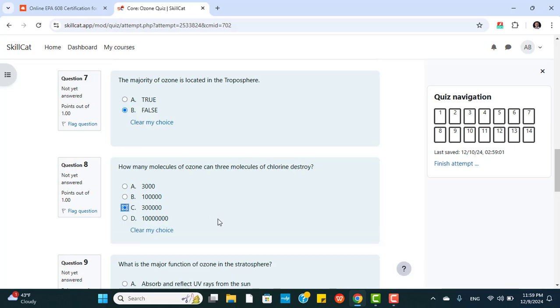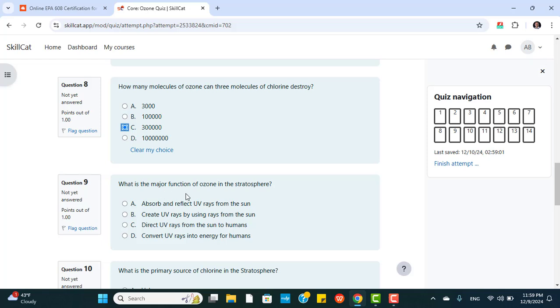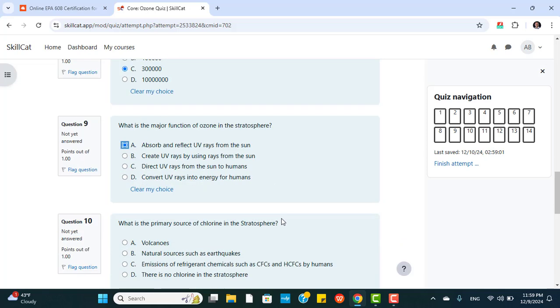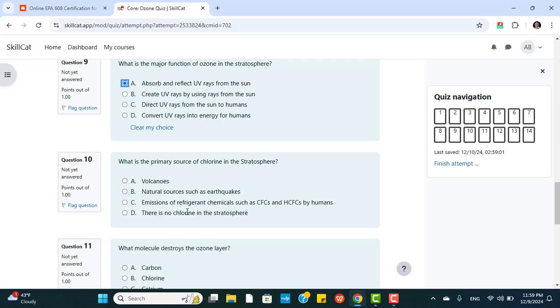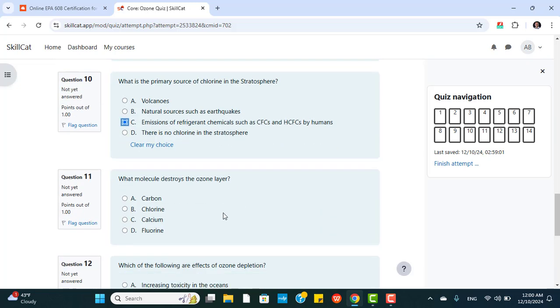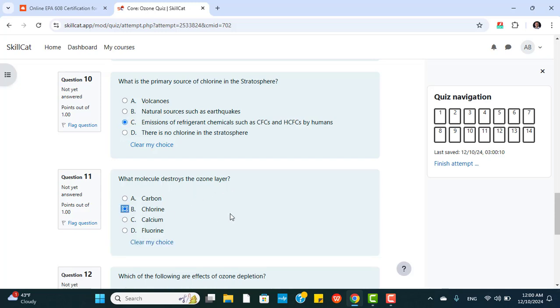How many molecules of ozone can 3 molecules of chlorine destroy? It is 30,000. What is the major function of ozone in the stratosphere? Absorb and reflect UV rays from the sun. What is the primary source of chlorine in the stratosphere? Volcanoes, natural sources such as earthquake, emission of refrigerant. Yes, it's emission of refrigerant. What molecule destroys the ozone layer? Carbon, chlorine.